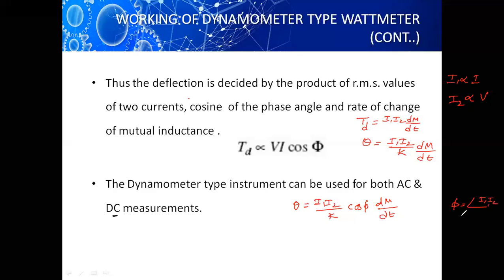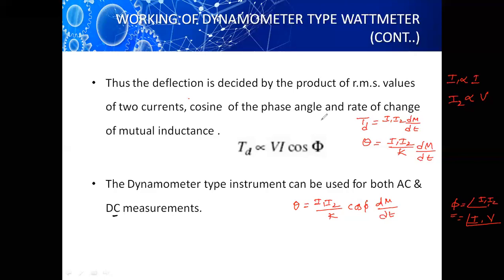But what is I1 here? It is the current through the current coil, and I2 is voltage, I1 is current. They are proportional. So I'm just replacing I1 by I and I2 by V. So this means we have phi as the phase angle difference between the load current and load voltage. So here I'll just remove dM by dθ and k and just replace with proportionality here and here.